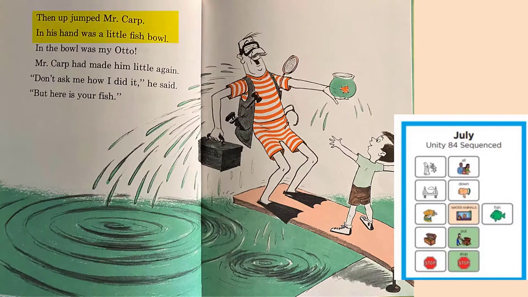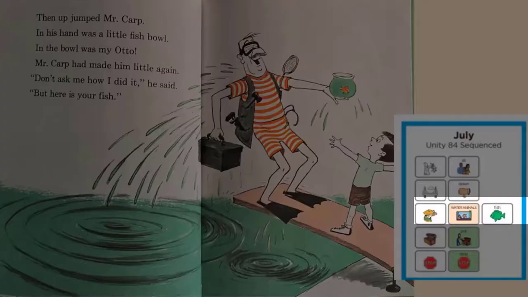Then up jumped Mr. Carp. In his hand was a little fish bowl. In the bowl was my Otto. Mr. Carp had made him little again. "Don't ask me how I did it," he said, "but here is your fish." He did it! He made Otto a little fish again.